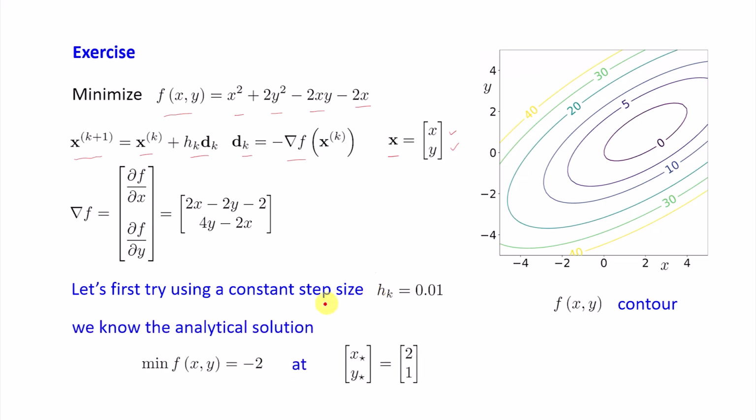Let us remember the analytical solution. The analytical minimum was -2. It would be somewhere here, and it will happen at x star equals 2 and y star equals 1. So the solution will be somewhere around here. Let's see how a computer program will implement this.